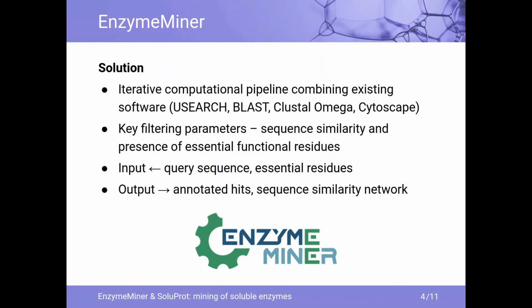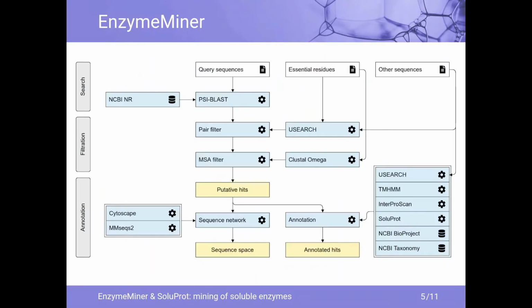The workflow looks like this. We have 2 required inputs, the query sequence or query sequences, and the description of essential residues. And there is also one optional input, we call it other sequences. The first step in the pipeline is PSI-BLAST against the NCBI non-redundant database. And then we do 2 filters.